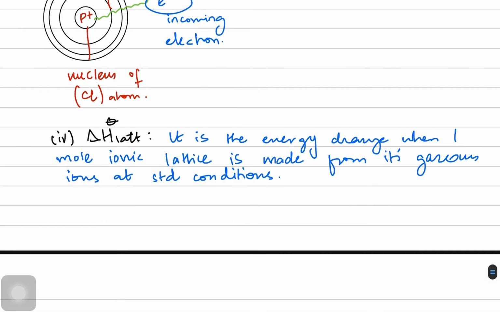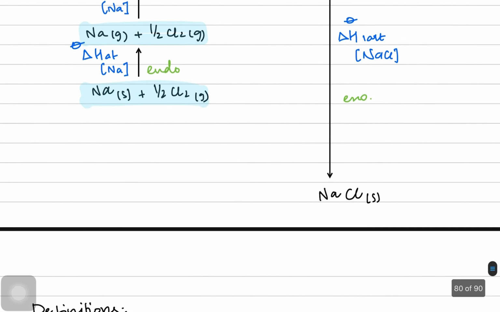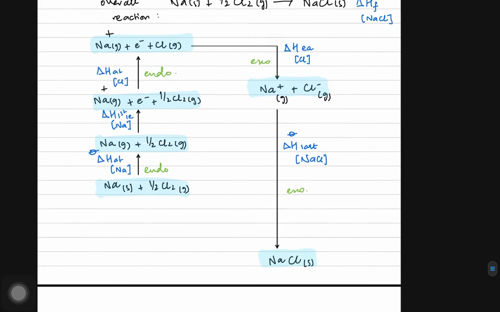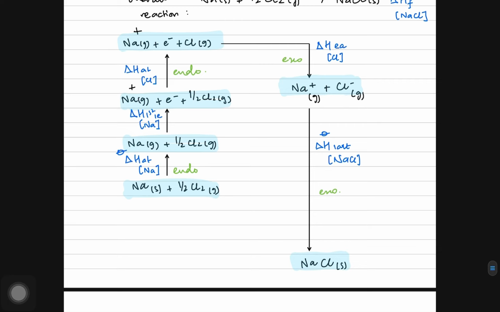So the equation can look something like this. Sodium ions were in the gaseous state. Chloride ions were also in the gaseous state. Now they made sodium chloride lattice. It will be an exothermic process because ions are coming together. You can see as a big picture, if I somehow make it smaller, the starting level is not the same as the ending level.